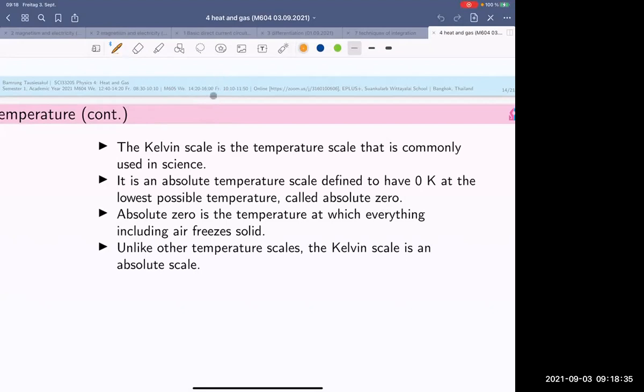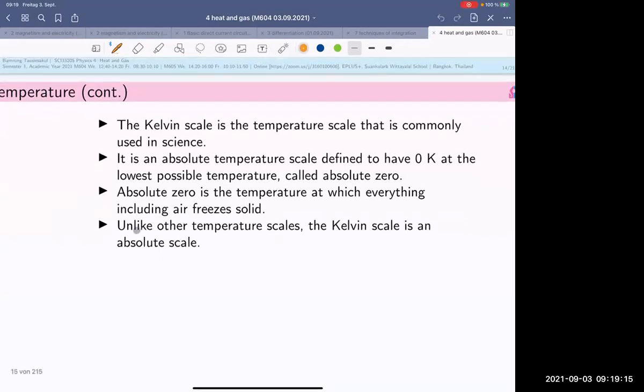Absolute 0 is the temperature at which everything, including air, freezes solid. All right, but I'm not sure. Have you ever seen the air get solid at -273? Because it's quite hard to have that environment. Okay, the environment with -273 degrees Celsius. Even -70 to keep the Pfizer vaccine is also difficult for us in Thailand to have.